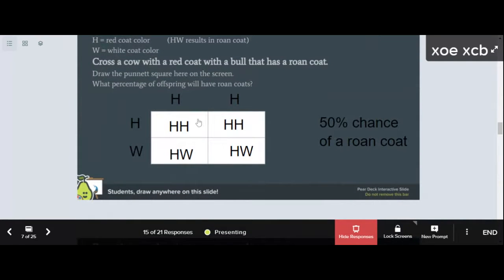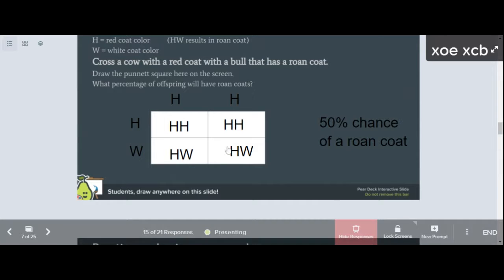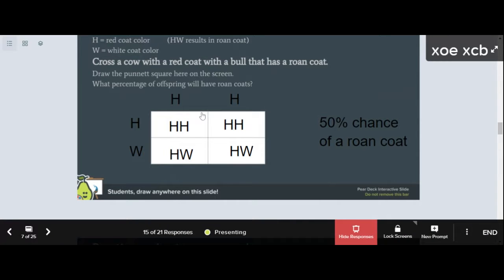There we go. Here's a perfect example of one. Right here, guys. So red coat is big H, big H. You crossed it with a bull that has roan coat, which is HW. Then you go through and you have big H, big H, big H, big H, big HW, big HW. So a 50% chance of roan. Does everybody see how this happened? And it's just saying percent chance.